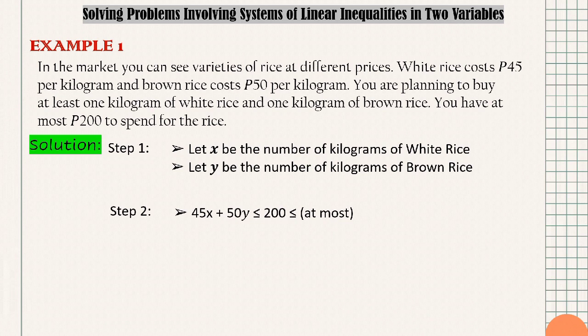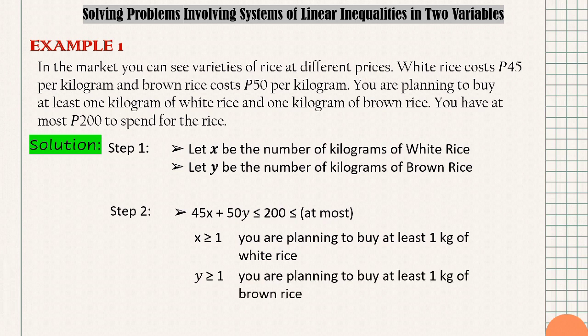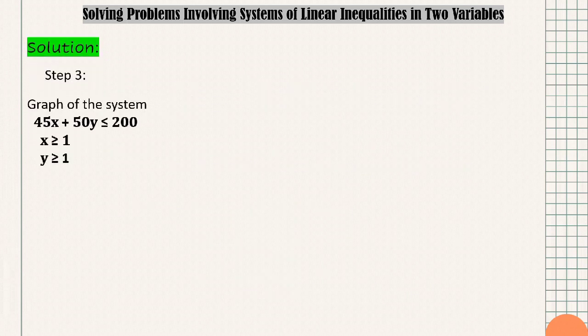In the problem, you are also planning to buy at least 1 kilogram of white rice, so that will be x is greater than or equal to 1. You are also planning to buy 1 kilogram of brown rice, so that will be y is greater than or equal to 1. Next step is to graph the systems of linear inequalities.